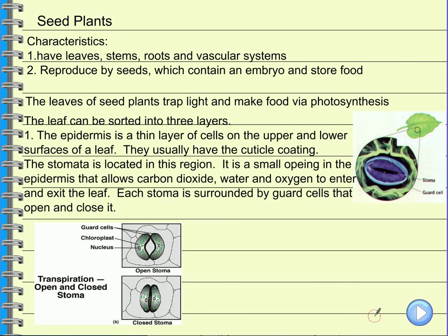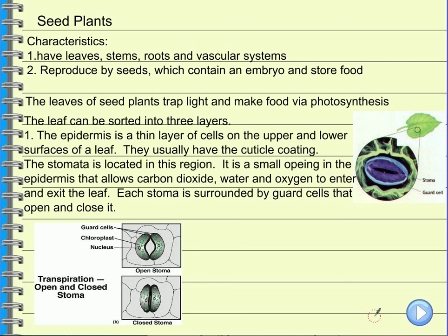Now, the leaf can be sorted into three layers. Now, the first part is the epidermis. This is a thin layer of cells on the upper and lower surface of the leaves. Now, they usually have a waxy cuticle coating, and within that, the stomata is located. Now, it's a small opening in the epidermis that allows carbon dioxide, water, and oxygen to enter and exit that leaf, and we learned about that in Plants 1.